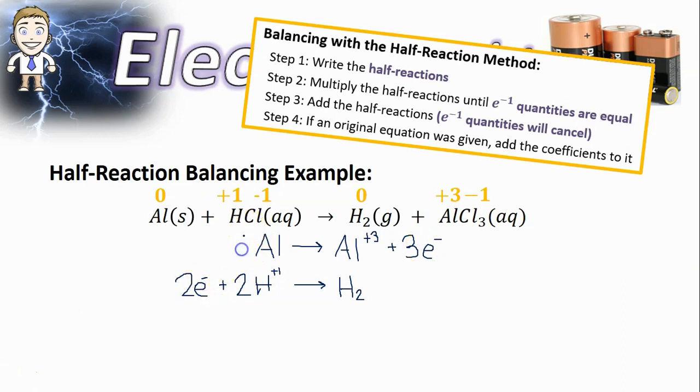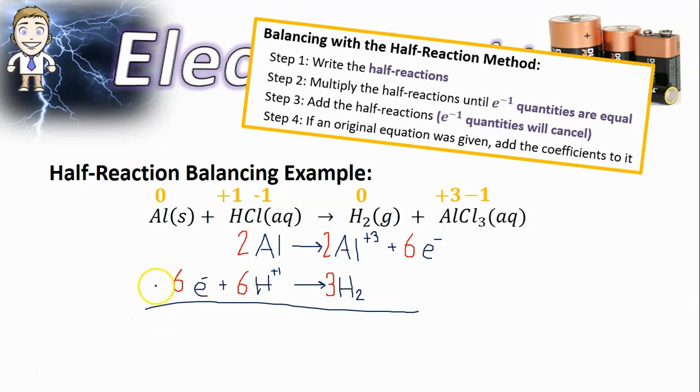This is a case where I have to multiply both of the half reactions. My aluminum one has to be doubled. That'll give me 6 electrons. My hydrogen one has to be tripled to get that same 6 electrons. And because this one is a little more complex, you can see I've erased my original coefficients and added the new ones in cleanly in red.